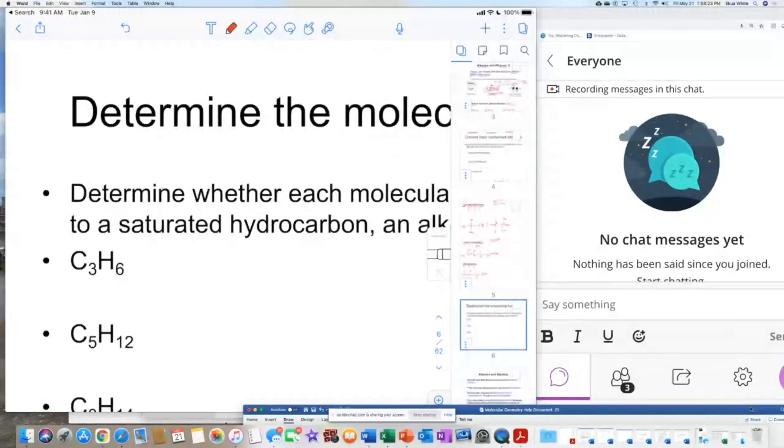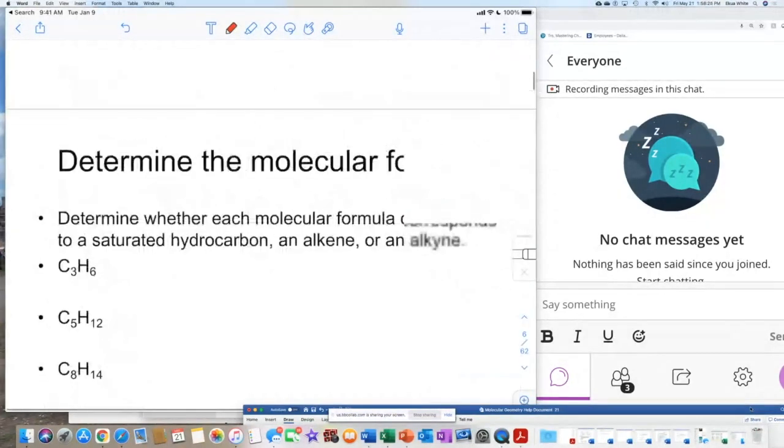Delete it. Okay, next one here. Determine the molecular formula. Okay, determine whether each molecular formula corresponds to a saturated hydrocarbon, an alkene, or an alkyne.